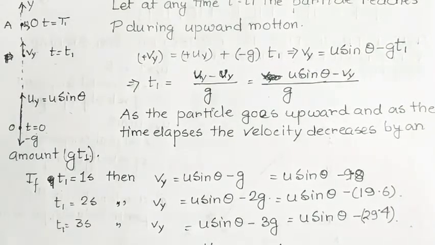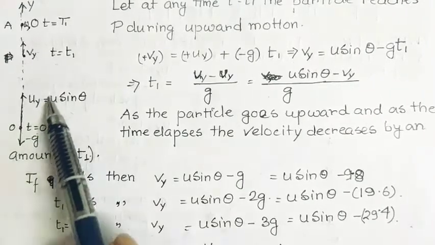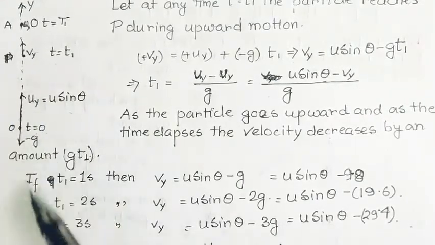So this way the velocity is reduced due to acceleration due to gravity, as the particle is moving upward and the acceleration due to gravity is downward. So here the velocity decreases at each and every bit of time, each and every fraction of time.